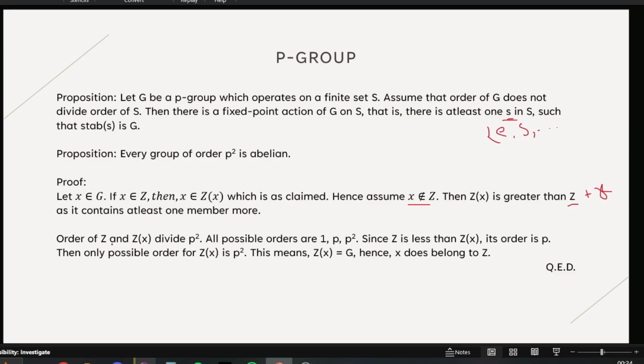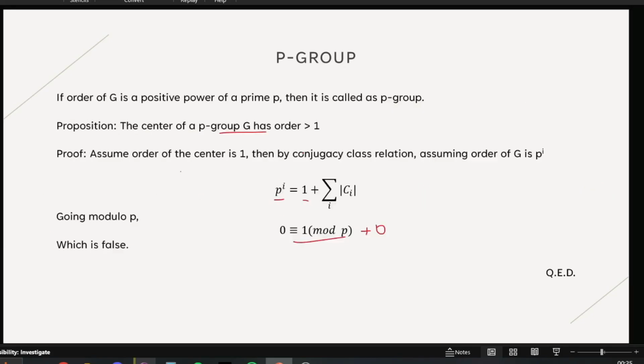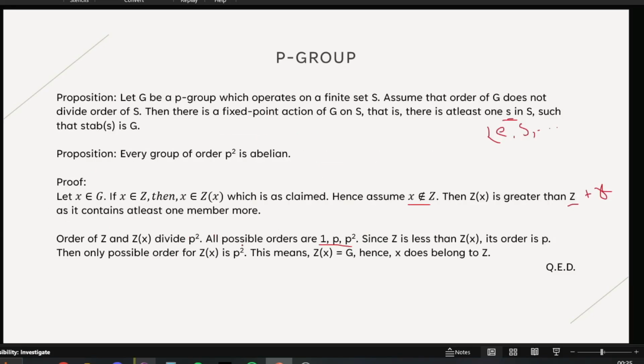So by the conjugacy class relation, their orders must divide P square. When the order is P square, we only have three possible combinations. It can either be 1, P or P square. In the previous relation, we have claimed that the center of a P group has to be greater than 1. So it cannot be 1.